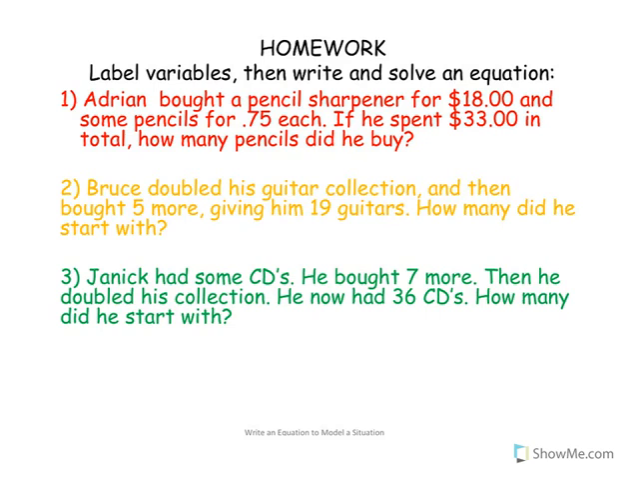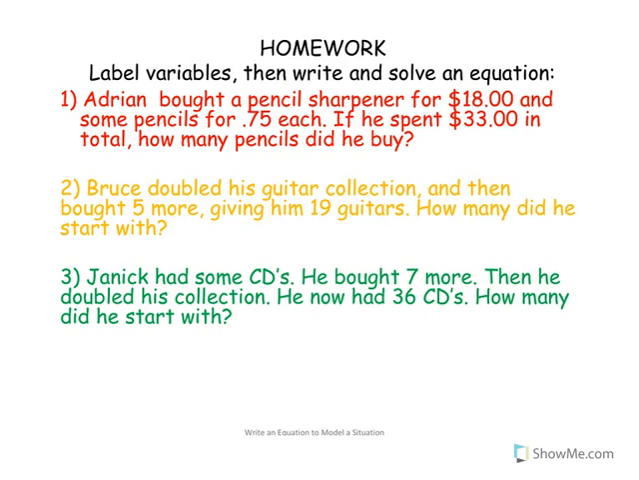Okay, guys, so your homework is all 3 of these. What you're going to do is exactly what I just did. You don't need to copy the problem. You're going to write a let statement. So for number 1, let X or Y or P, whatever you want to use as your variable, represent the number of pencils. You're going to then write your equation, solve your equation, and write a sentence, right? Adrian bought 7,412 pencils, okay?